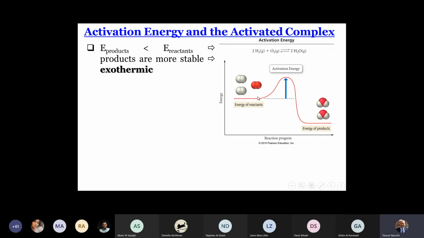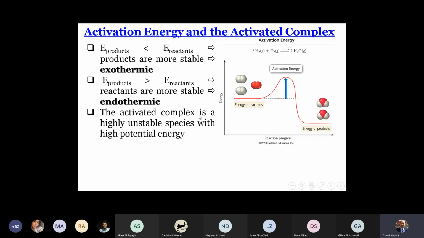In this graph, we observe that the energy of the products is less than the energy of the reactants. That means the products are more stable than the reactants, and the difference of energy, E product minus E reactant, will be negative. So this reaction is exothermic. If the energy of the products is greater than the energy of the reactants, that means the reactants are more stable and the reaction is endothermic.